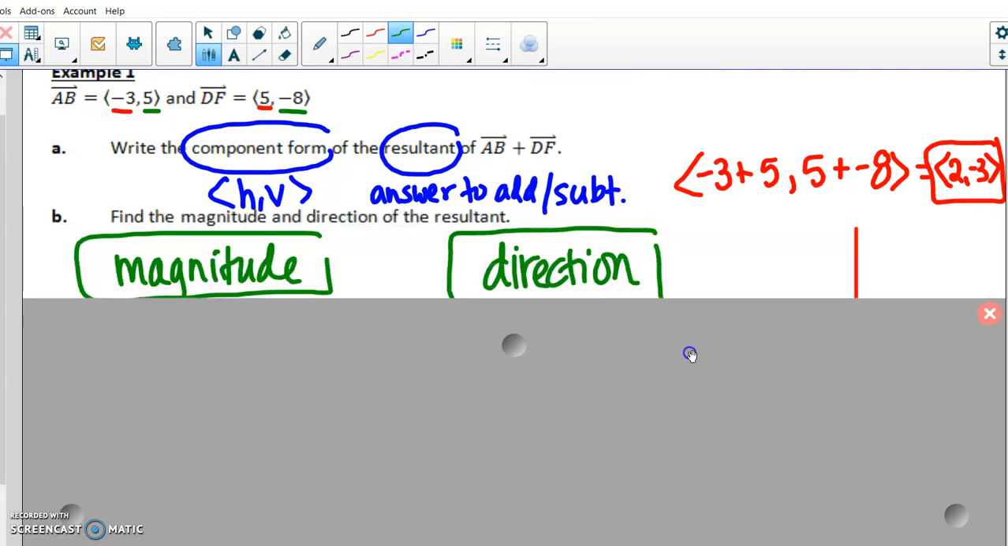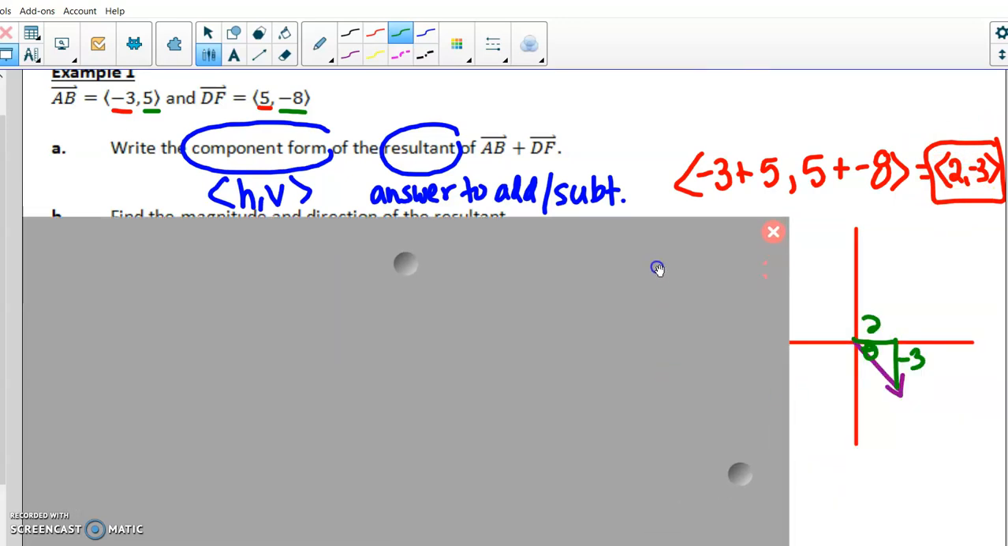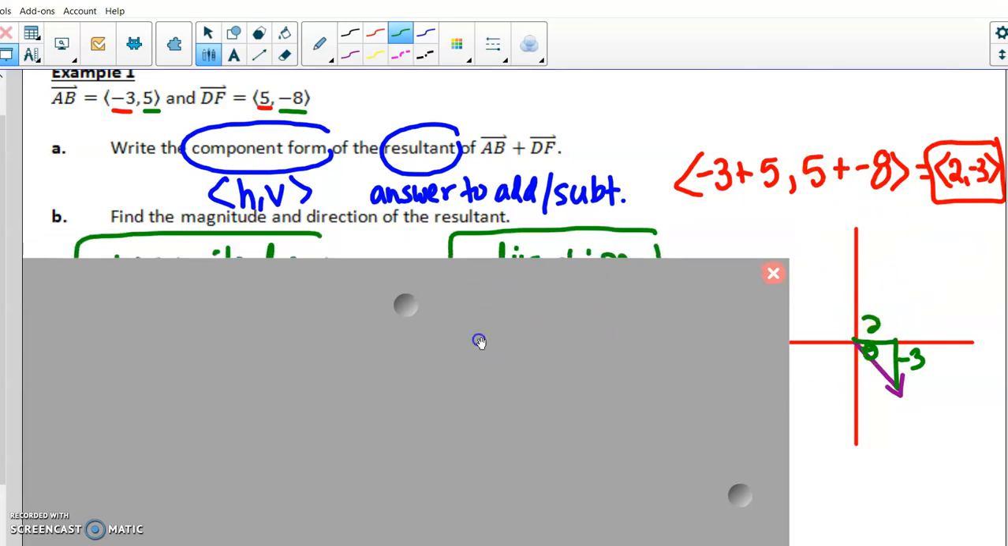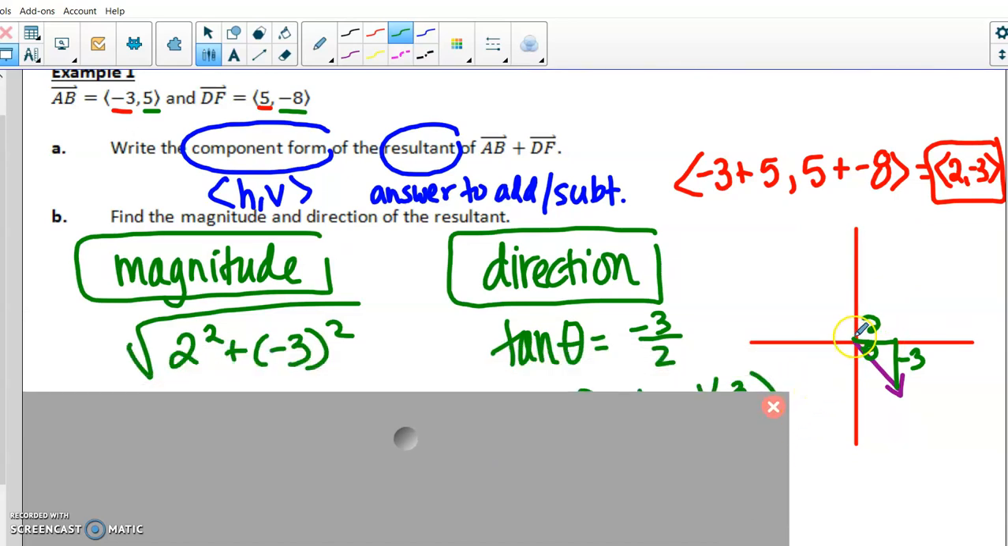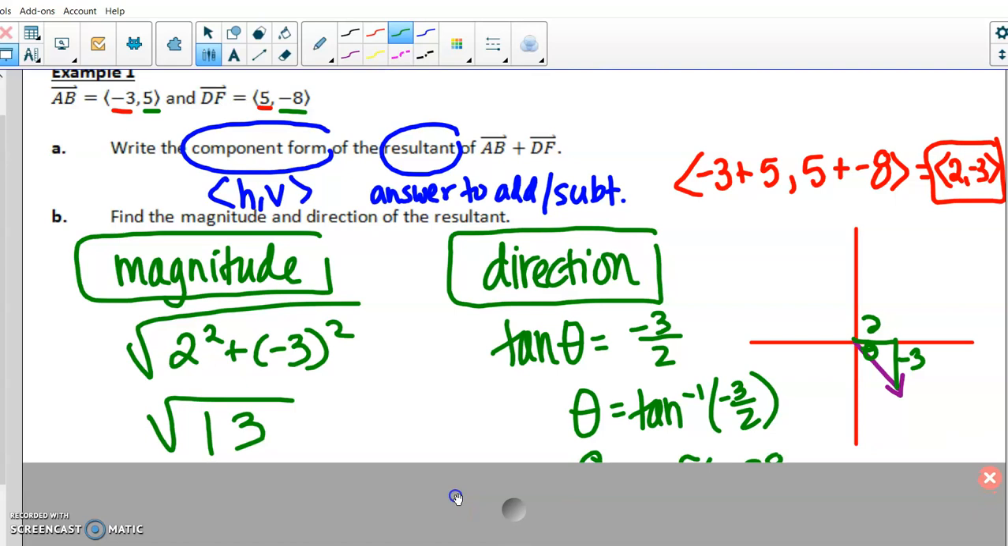Then, just like the first vector video, we can find the magnitude and direction of this resultant vector. So graphically, it would look like this. Right 2, down 3, and we're finding the magnitude of this purple vector right here, which remember we get by taking the square root of our horizontal distance squared plus our vertical distance squared, just like the Pythagorean theorem. So 2 squared plus -3 squared. When I do that, I get the square root of 13.